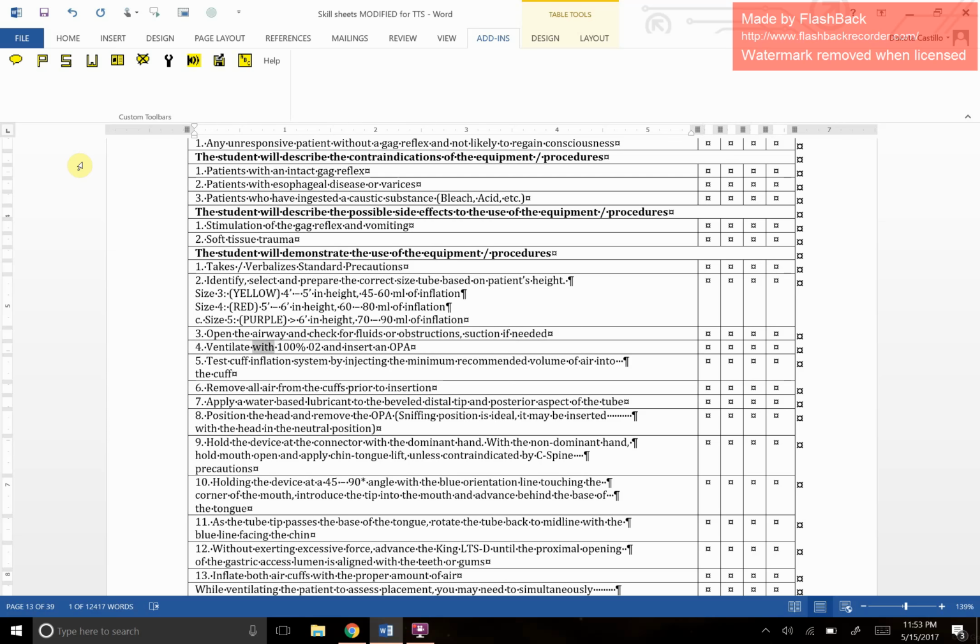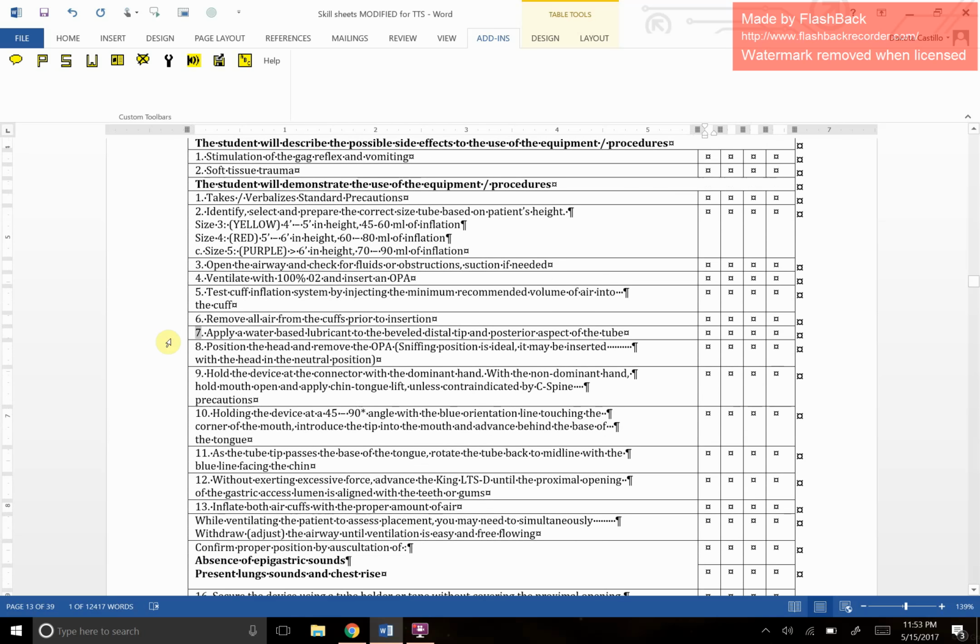4. Ventilate with 100% O2 and insert an OPA. 5. Test cuff inflation system by injecting the minimum recommended volume of air into the cuff. 6. Remove all air from the cuffs prior to insertion. 7. Apply a water-based lubricant to the beveled distal tip and posterior aspect of the tube. 8. Position the head and remove the OPA.